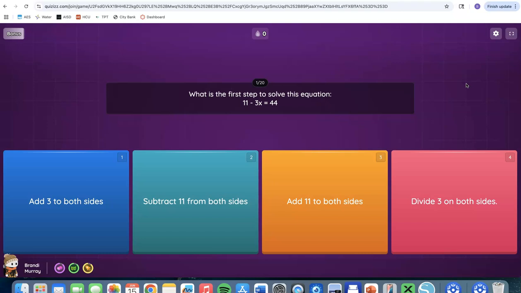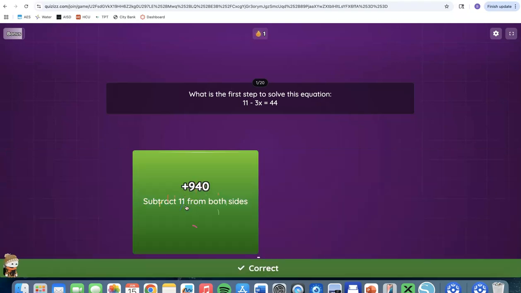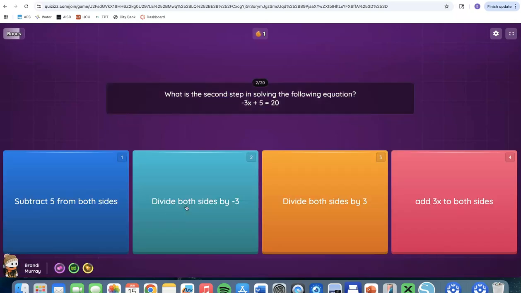And then as you continue on, there are 20 questions, and the questions do get much harder and more challenging for students. So this question is, what's the first step? First step, they should subtract 11 from both sides. If they get it right, you notice that it turned green and they get points.